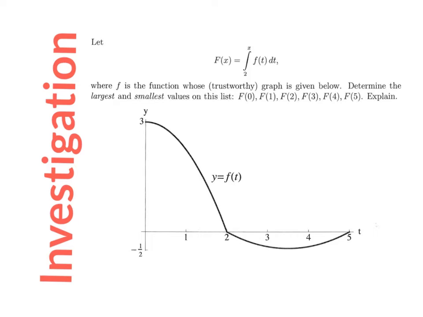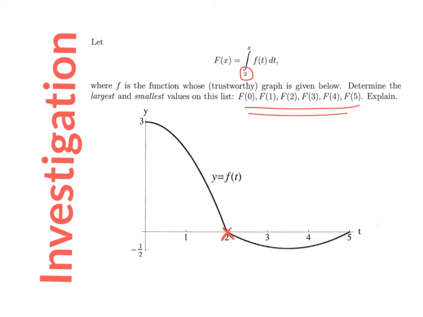Here's a little investigation I want you guys to try on your own. It says let the capital F be defined as the area from 2 to x. So here's where you've got to pay attention, because the lower bound is 2. That means you're starting to accumulate area from 2. So when you're evaluating these, think of always starting at 2.